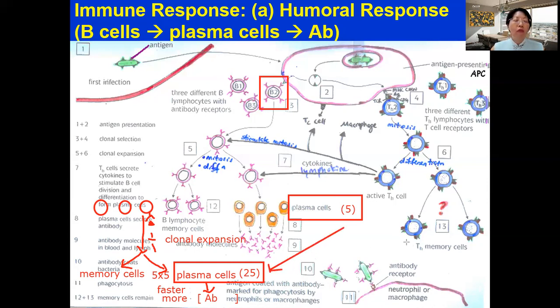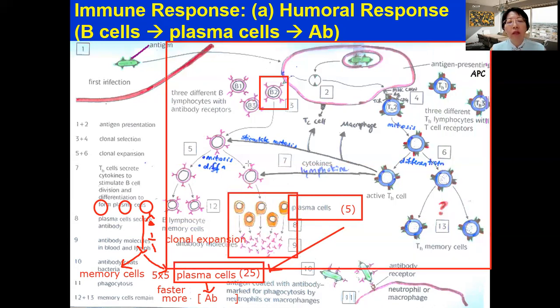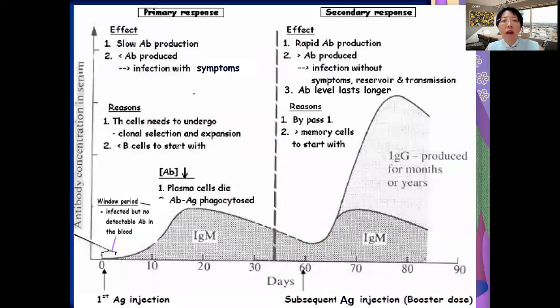25 versus 5 is 5 times more. So you would expect the concentration of antibody secreted to be 5 times more, but actually it's more than 5 times. Because don't forget, the normal way of producing plasma cells is also being activated. This pathway is also being activated. So altogether it's higher than 5 times. Okay, so that will explain this graph, which you have to write into this graph.